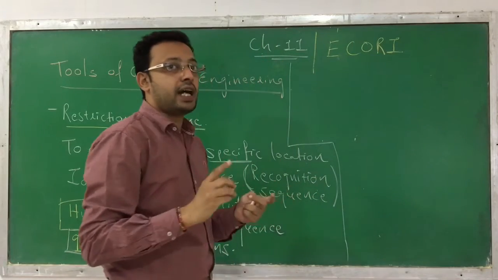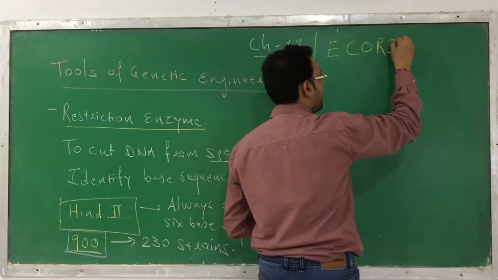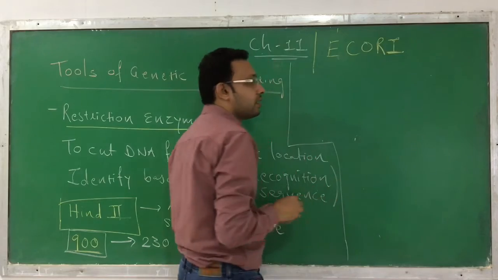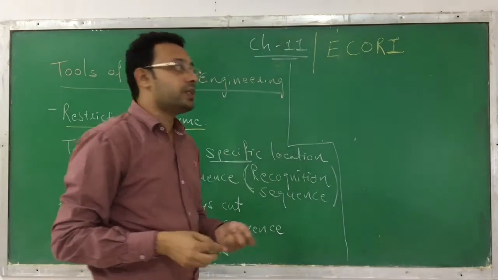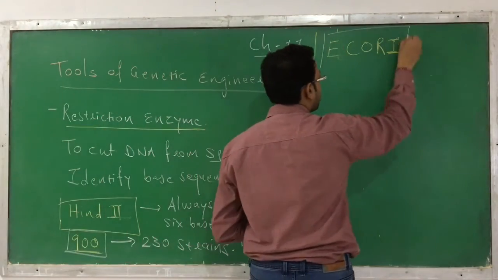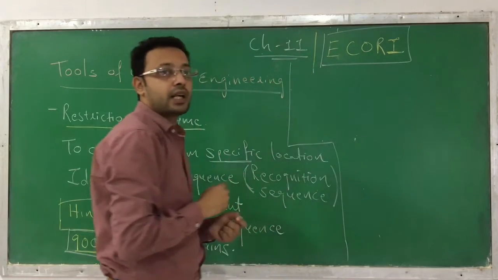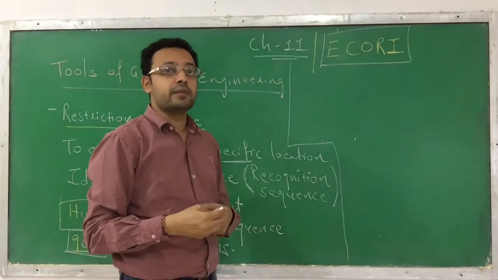Clear? It is not I, it is 1. EcoR1. So what is this EcoR1? This is the name of a restriction enzyme. Clear? How is it going to be named?